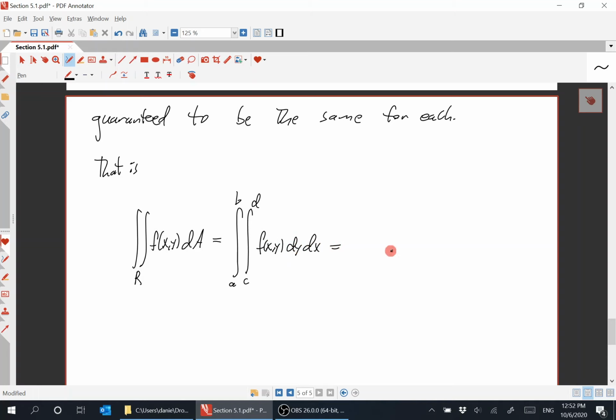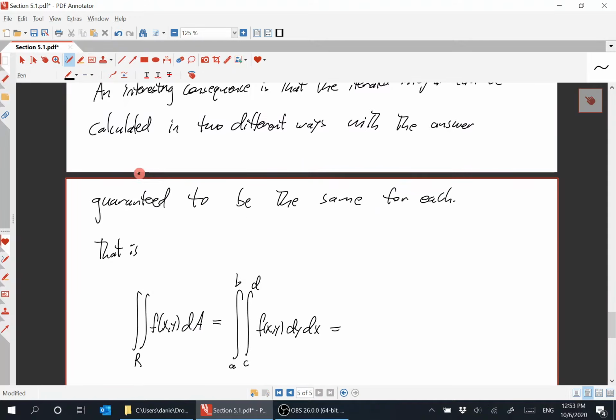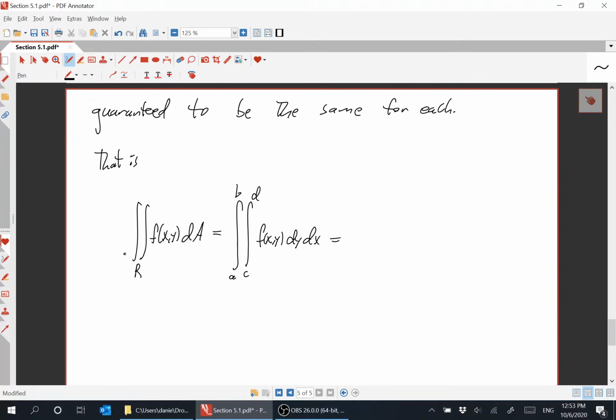But you don't have to do y first and then x. I mean, in this picture, we did the cross-sectional area at x, but you can do the cross-sectional area at y and integrate with respect to x first and then y. It's the same picture, same idea. There's nothing sacred about x coming before y, because we're using alphabetical order. So it's also the iterated integral from a to b and then c to d of f(x, y) dx dy.